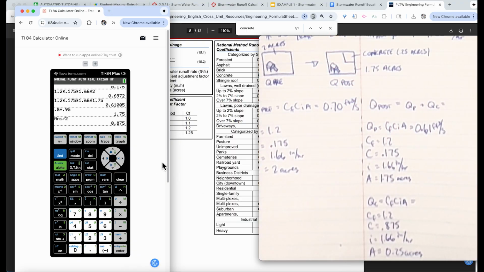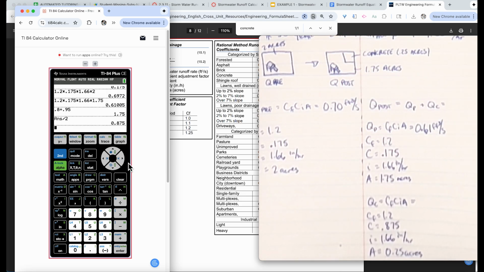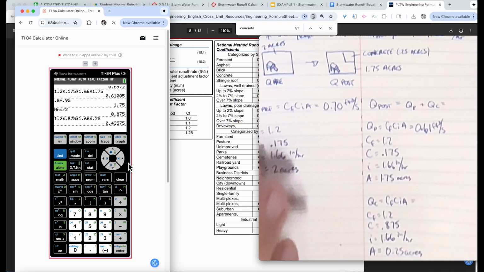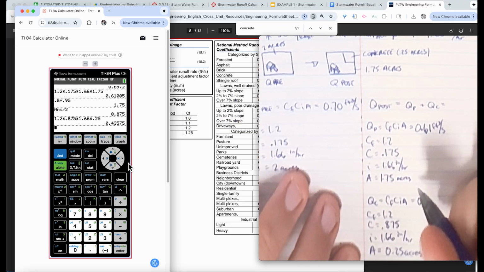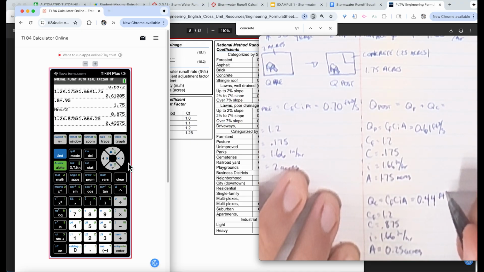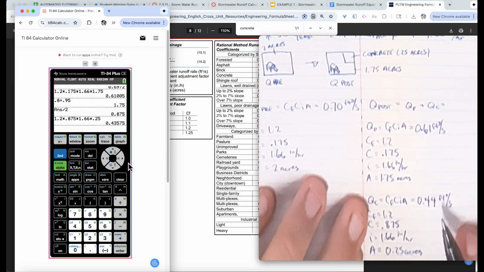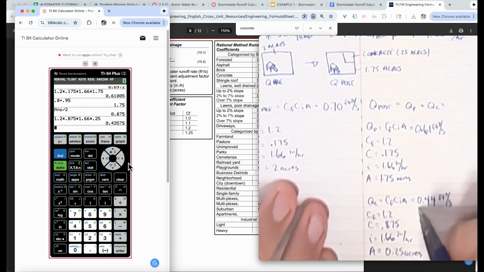We've got here 1.2 times 0.875 times 1.66 times 0.25. Now, whenever we calculate that out, I'm going to end up rounding this to the hundredths place, so we're going to go 2 decimal places out. 0.44 cubic feet per second is the runoff for that concrete section. And so as you can see, that's a pretty high number, right?